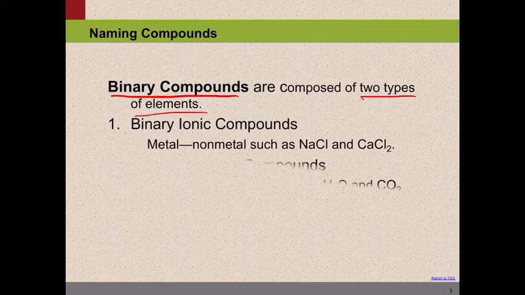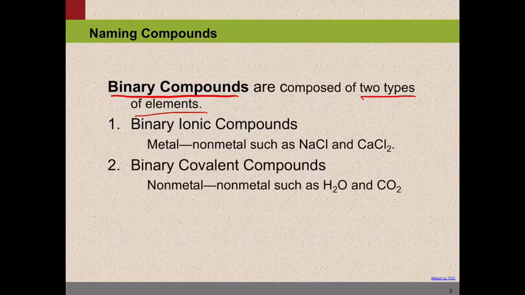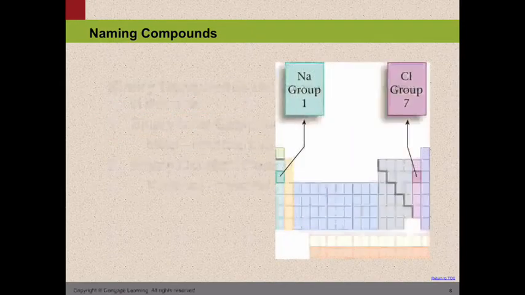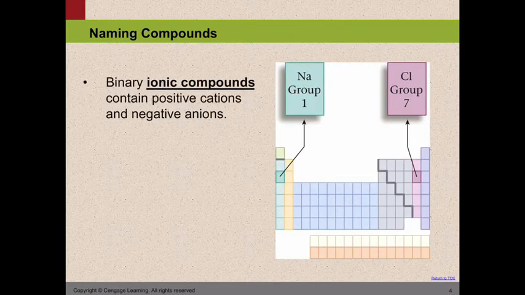Tomorrow we will be doing binary covalent compounds, and then on Wednesday we'll be doing a 3rd lesson on a very specific type of binary ionic compound, which is the binary ionic compounds containing polyatomic ions. So let's begin with the first basic general idea of ionic compounds.